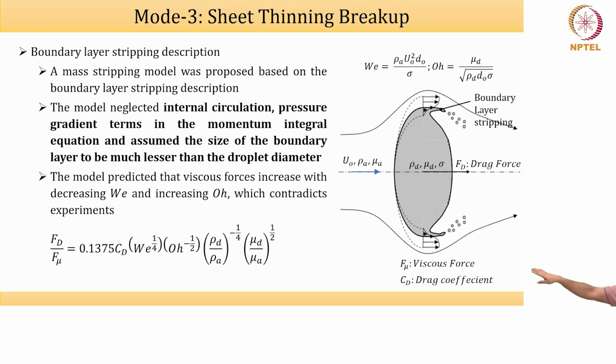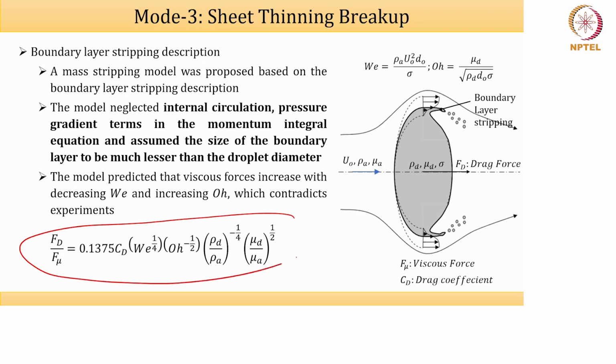In this, what you do is that you neglect everything that happens within the droplet. That means there is no internal recirculation, no pressure gradient. It's basically an integral approach. So you integrate everything out, right? And then you predict forces like this. Okay.